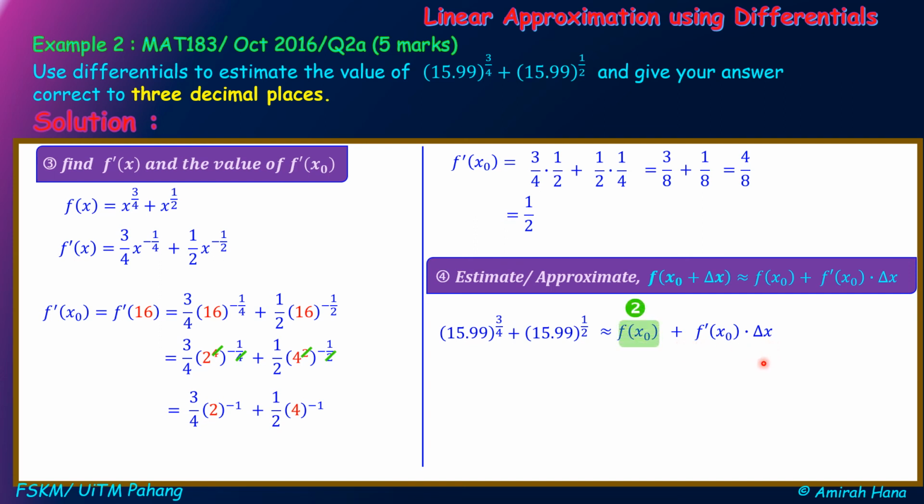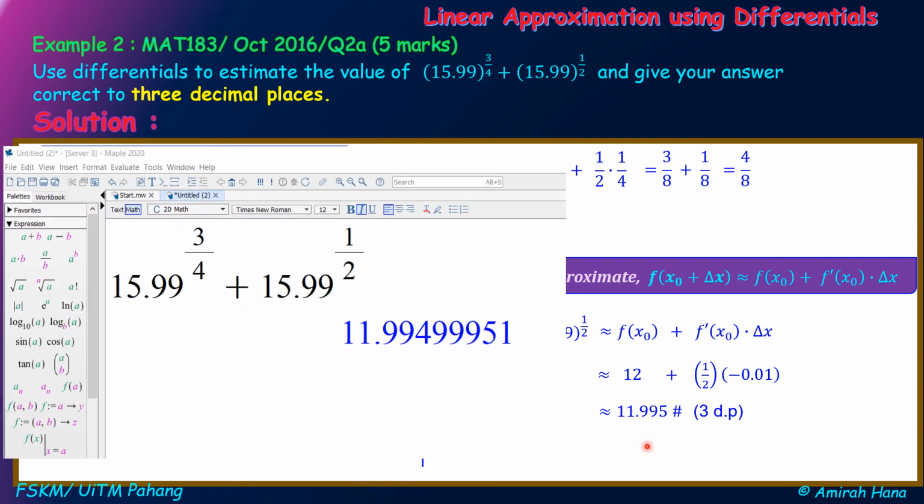So f of x naught we get from step 2, f prime x naught we get from step 3, and delta x we get from step 1. So we replace f of x naught equals 12, and then plus f prime x naught equals half, and delta x equals negative 0.01. After we simplify, we have 11.995, correct to 3 decimal places.